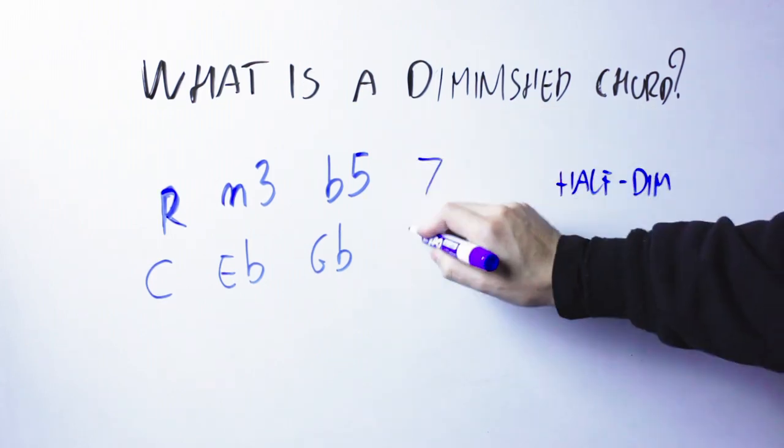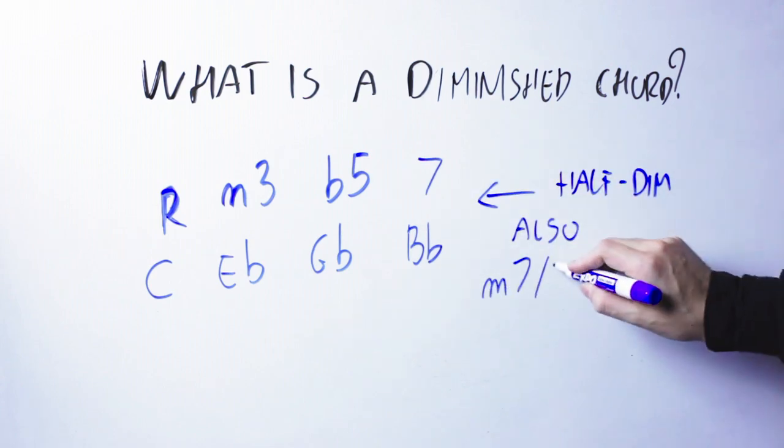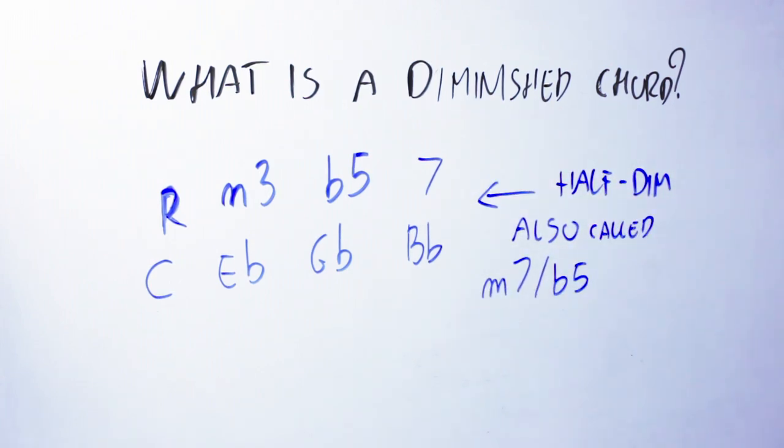There is also another kind of diminished chord called half diminished, where we have the C, the E flat, the G flat, and a B flat, so a minor 7, not a diminished 7th. All those are diminished chords.